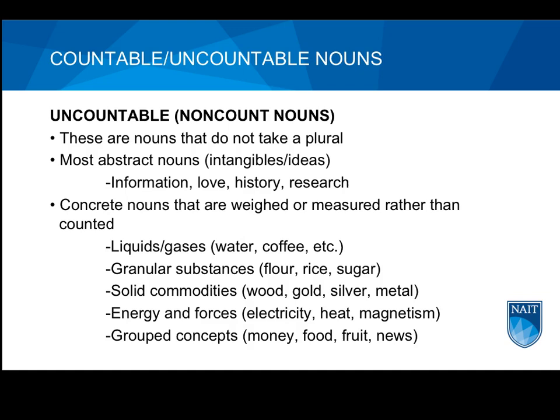Uncountable or non-count nouns are nouns that do not take a plural. They include most abstract nouns, nouns like information, love, history, research, and so on. They also include concrete nouns that are weighed or measured rather than counted. This type of concrete noun includes liquids and gases, for example, water and coffee, granular substances like flour, rice, sugar, solid commodities like wood, gold, silver, metal, energy and forces like electricity, heat, and magnetism, and also grouped concepts like money, food, fruit, and news.